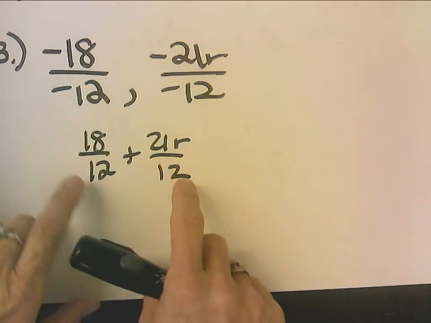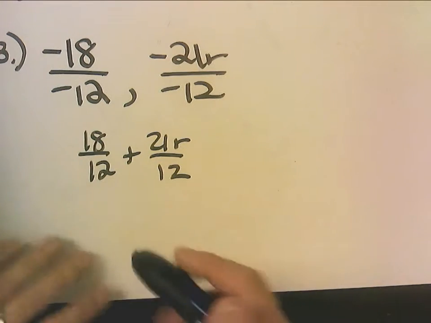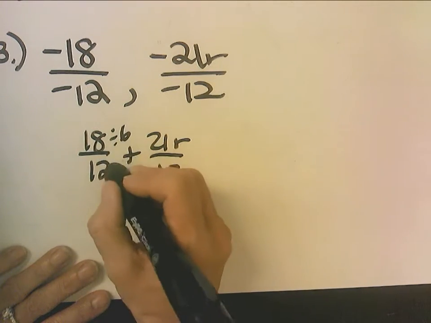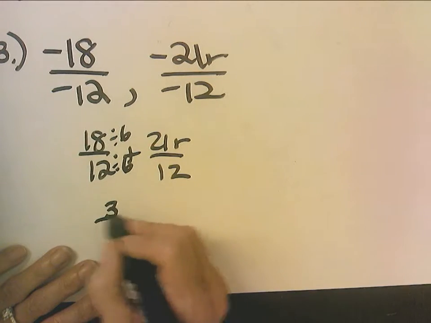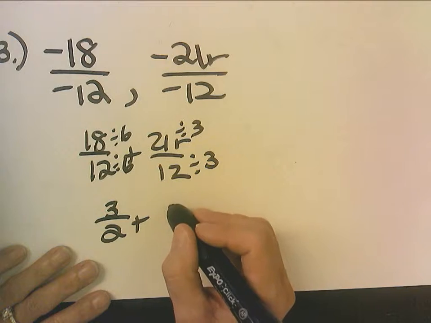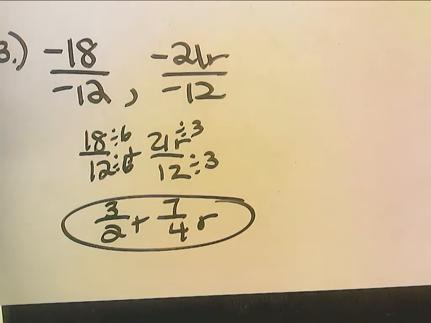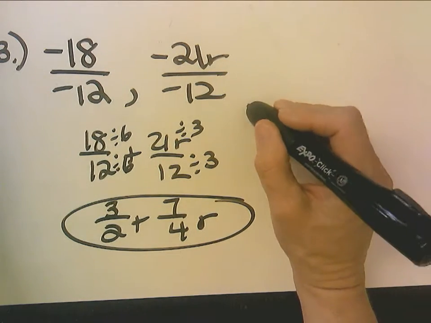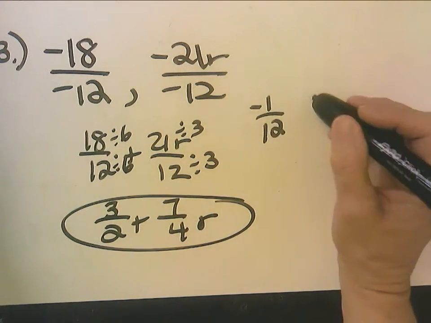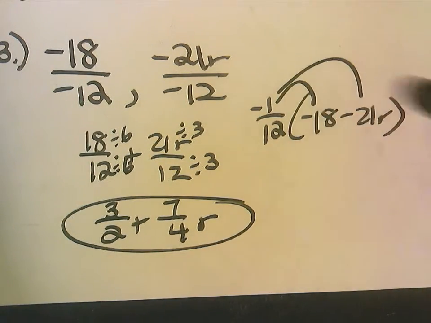But then I'm noticing both of these can be divided by 6 and both of these can be divided by 3. So 18 divided by 6, 12 divided by 6. This becomes 3/2 plus 21 divided by 3, 12 divided by 3, 7/4 r. And that's the best answer. Now, another way I could have done this is I could have said grandma is negative 1/12. The grandchildren are here. And this way just emphasizes again that your result should be positive.